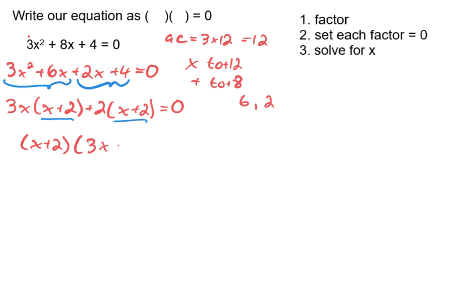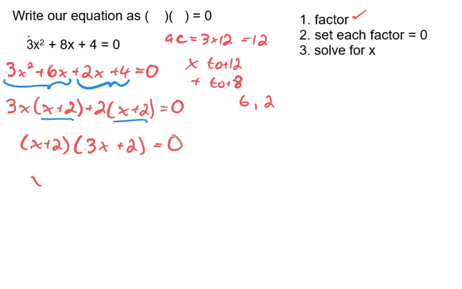And we're left with the 3x plus 2 equals 0. So we've factored it, so we have it in our form something times something is equal to 0. To get our solutions, we're going to set each factor equal to 0 and solve for x.